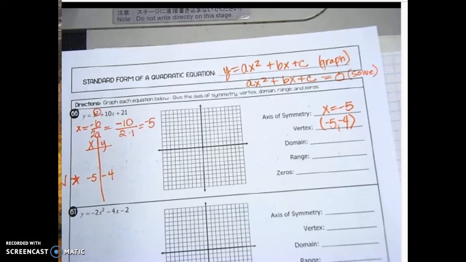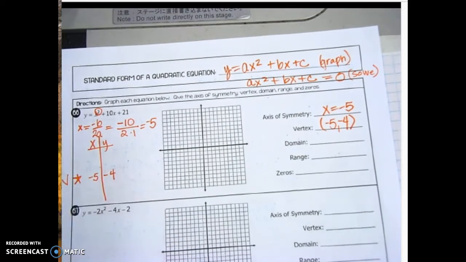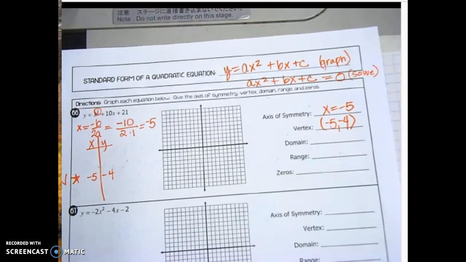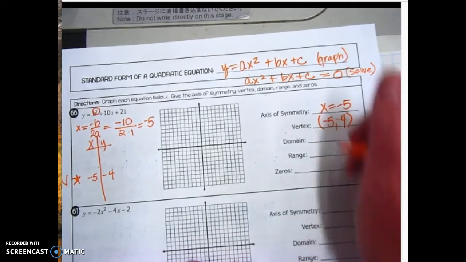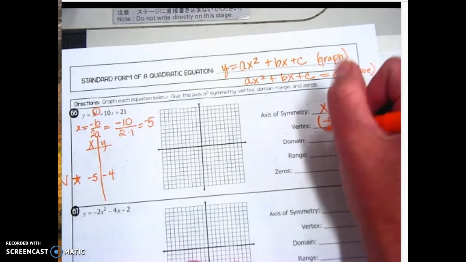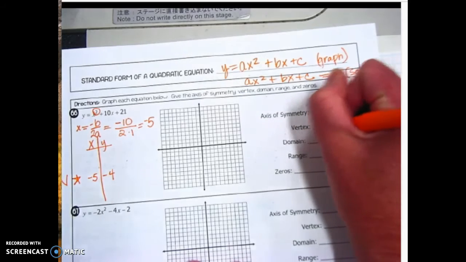Are you talking about the full quadratic equation? Yes, this is only part of it. That's going to help you get the vertex. The full quadratic equation will solve it. Yes. All right. Domain on parabolas is always going to be all real numbers.